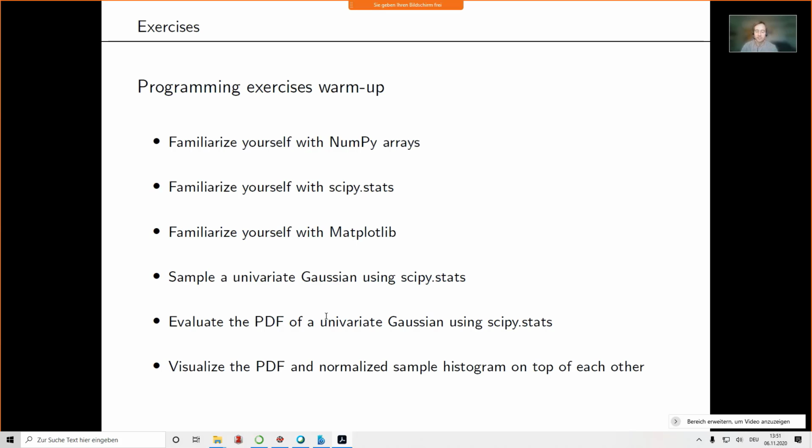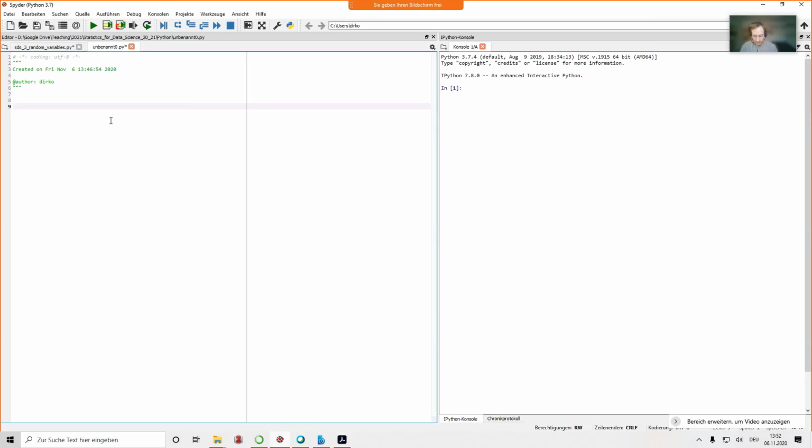What a PDF is, we will discuss, of course, from a mathematical perspective in the course, but I assume that all of you have seen Gaussians before and all of you have at least some understanding of what PDFs are. So yeah, to get started, I assume that you roughly know what I mean by this. So let me show you how I envision your simulations and so on to work.